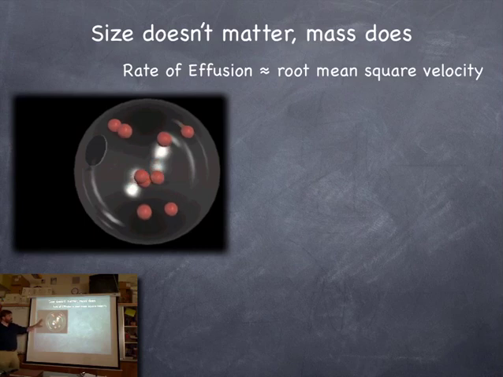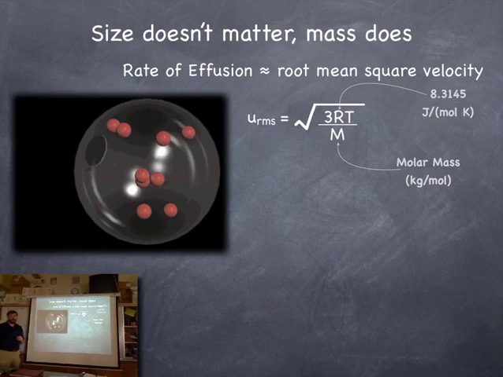So this rate of effusion is going to be proportional to what we call the root mean square velocity. The root mean square velocity, which chemists use u_rms to represent, because we use V for volume, so they use u for root mean square velocity. u_rms is proportional to the square root of 3RT over the molar mass in kilograms per mole.